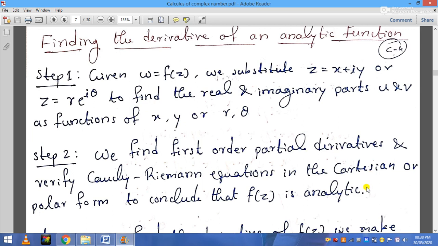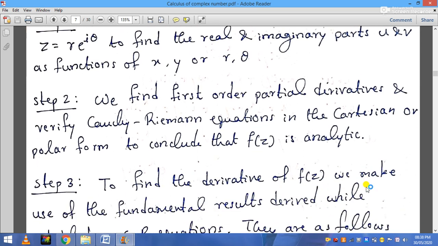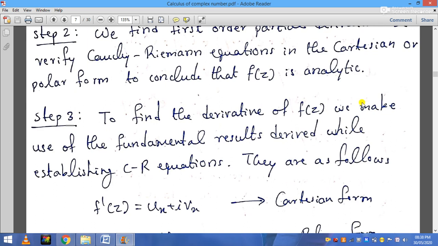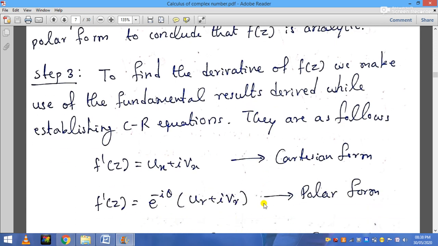Then the third step is to find the derivative of f of z. We make use of the fundamental result derived while establishing the CR equations, means we use the condition of the CR equation. They are as follows. If it is in Cartesian form, then we use f dash of z is equal to ux plus i into vx. If it is in polar form, we use f dash of z is equal to e raised to minus i theta into ur plus i into vr.